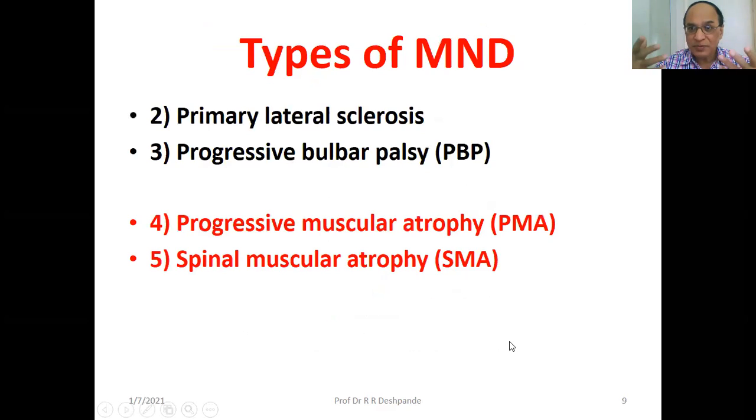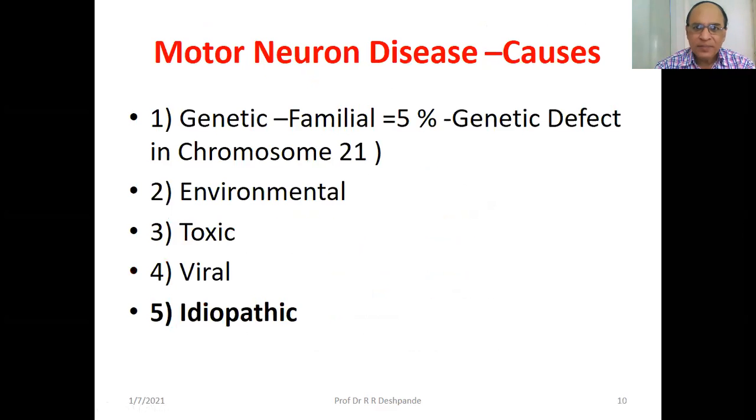Other types: I have already mentioned the important type. Just for theoretical purposes, the fourth year BAMS students must know these types: primary lateral sclerosis, progressive bulbar palsy, progressive muscular atrophy, spinal muscular atrophy. What is atrophy? It is a shrinkage of the muscle. Use it or lose it, because the muscles cannot be moved and so they get atrophied.